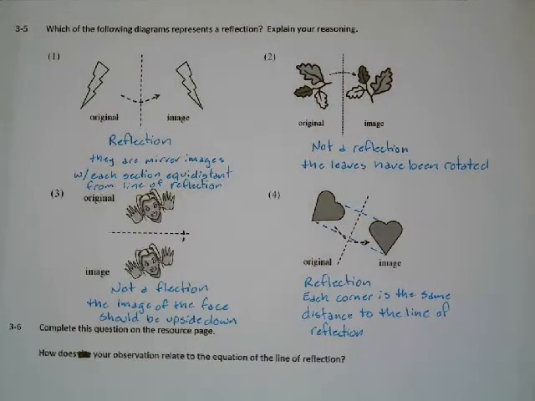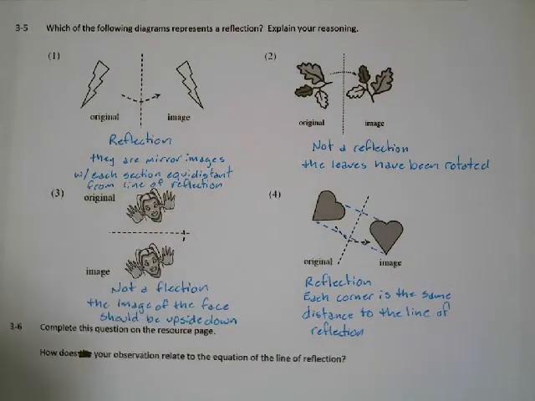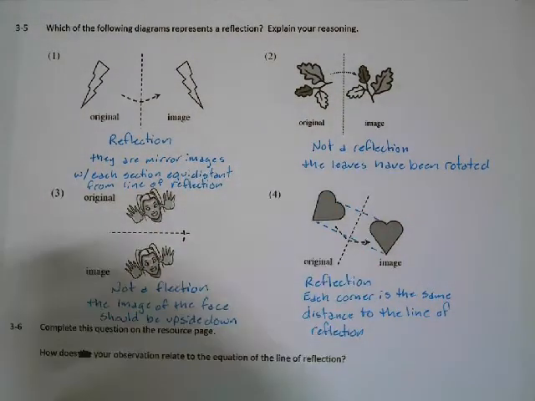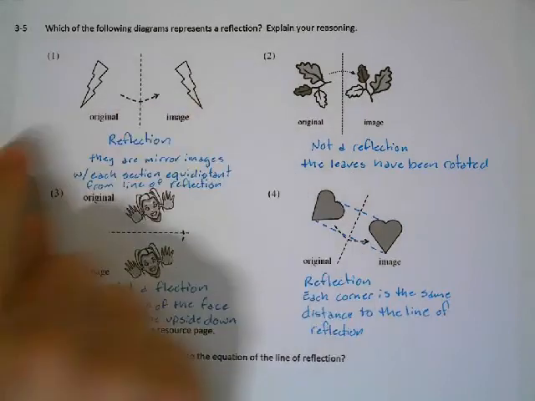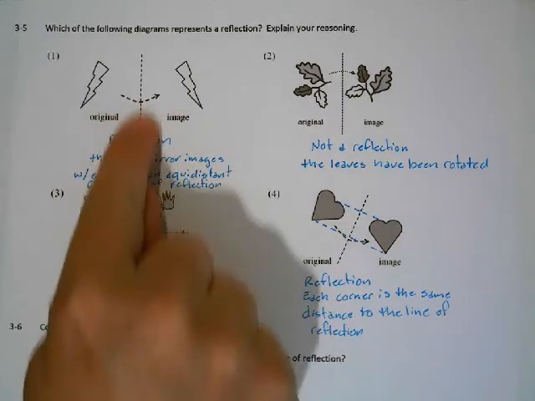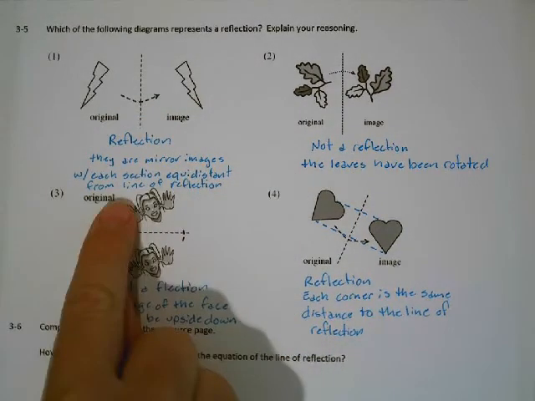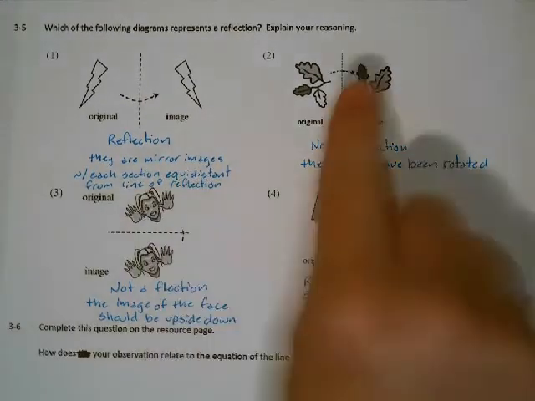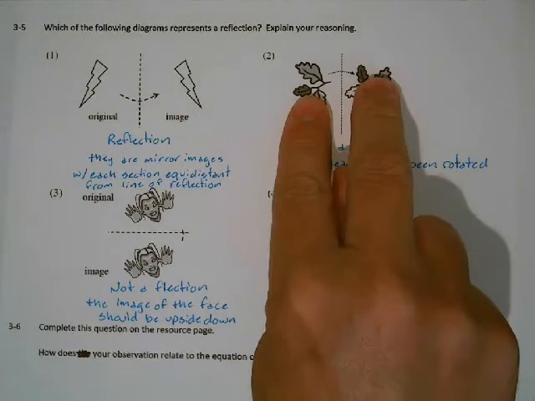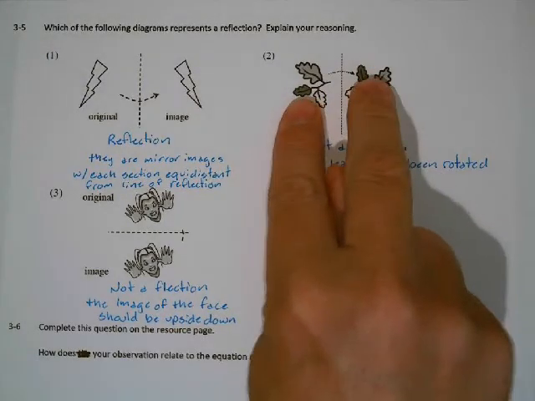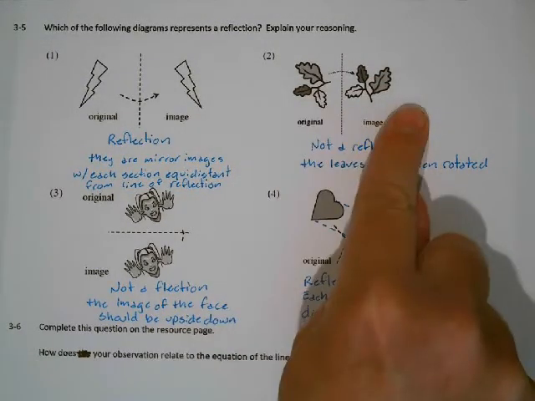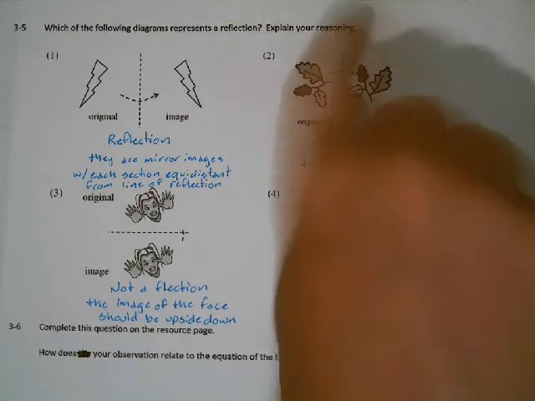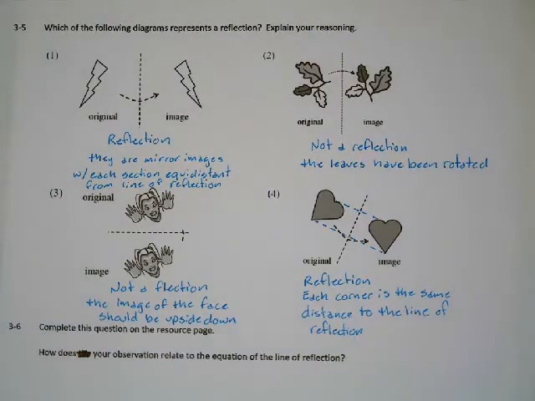The first one is a reflection. We can tell because the mirror images, each section is equidistant from the line of reflection. Equidistance just means the same distance. Number 2 is not a reflection. You can tell, really look at the dark one right there, that dark leaf and that dark leaf. They're not the same distance. They're facing in the wrong way. It's like this one was spun around or rotated instead of being reflected.